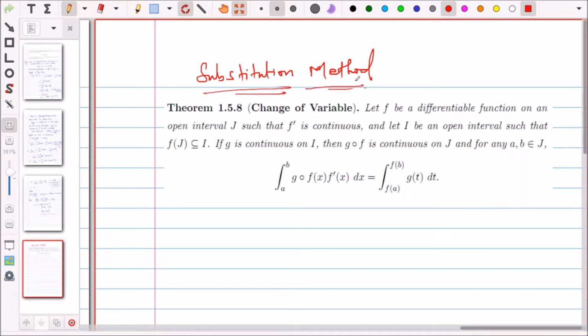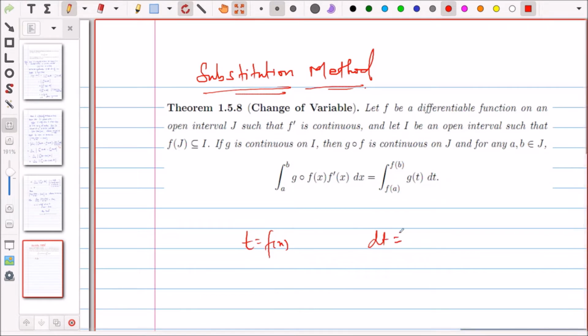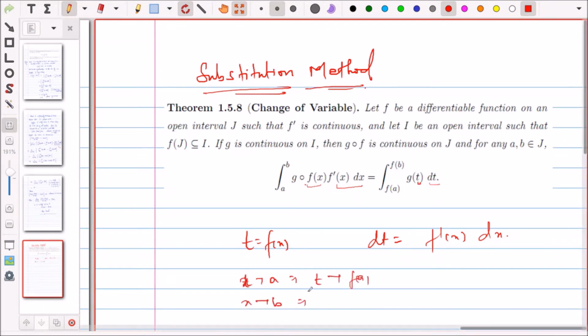सब्स्टिट्यूशन मेथड. ठीक है, सो बेसिकली व्हाट यू आर डूइंग इज यू आर टेकिंग t इक्वल टू fx. तो dt क्या हो गया? dt इज इक्वल टू हो गया f dash x dx, right? So f dash x dx can be replaced by dt, fx is replaced by t, right? और ये a t goes to a implies, sorry, x goes to a implies t goes to fa, and x goes to b implies t goes to fb. So ये पूरा चेंज हो गया. Is it fine?